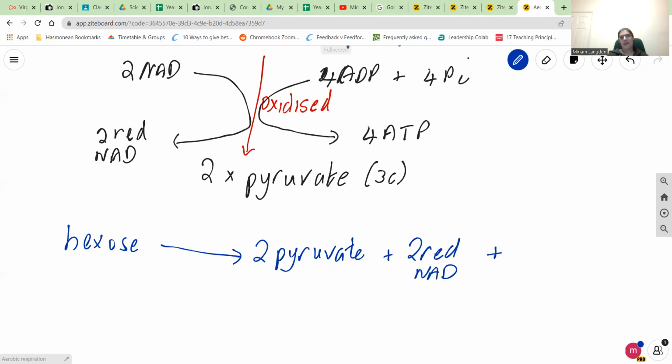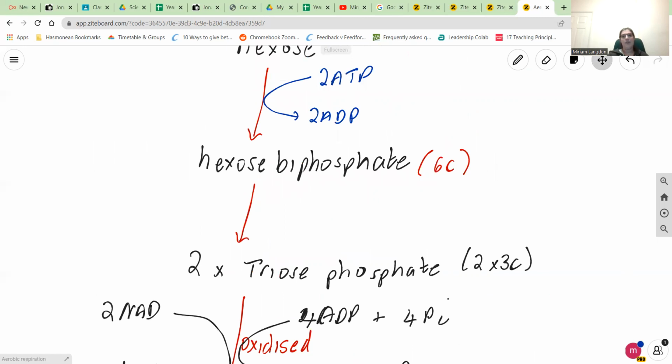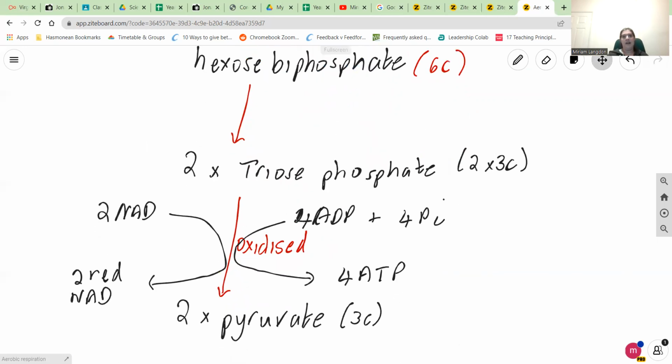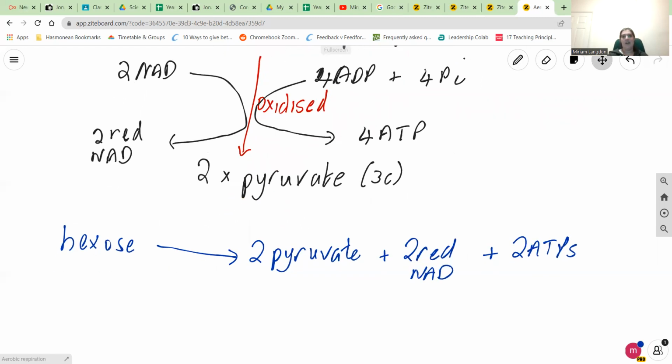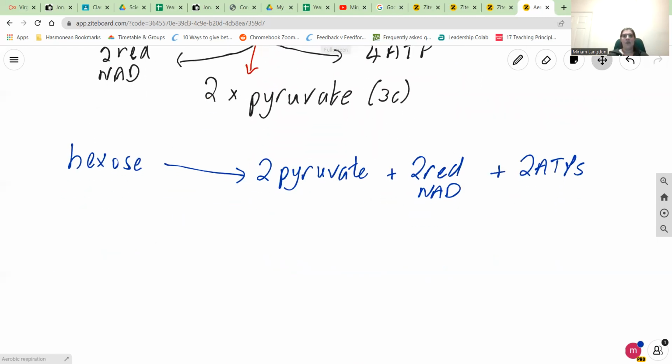And we've also made 2 ATPs. Now, why have we made 2 ATPs? Well, let's go back and look. We've had to put in 2 at the beginning, and we got 4 out at the end. So that is a net gain of just 2. So glycolysis itself is not very efficient in creating ATPs, in harnessing energy.